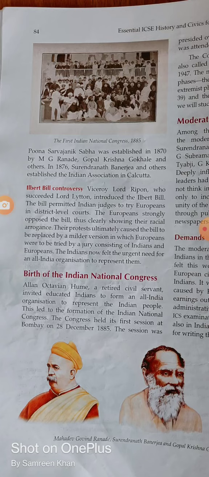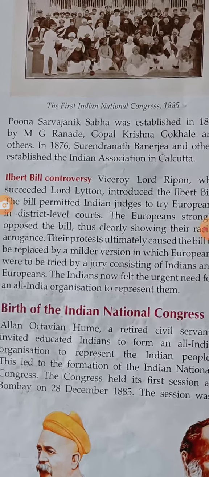Then one controversy happened, the Ilbert Bill controversy. Viceroy Lord Ripon, who succeeded Lord Lytton, introduced the Ilbert Bill. The bill permitted Indian judges to try Europeans in district level courts. When Europeans heard this news, they strongly opposed the bill, thus clearly showing their racial arrogance.